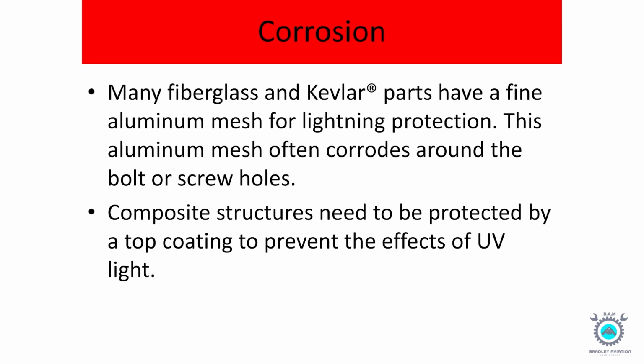Corrosion. Many fiberglass and Kevlar parts have a fine aluminum mesh for lightning protection. This aluminum mesh often corrodes around the bolt or screw holes. Composite structures need to be protected by a top coating to prevent the effects of UV light.